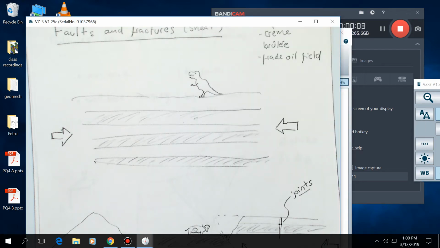So today we were going to finish with a theory about fault and fracture reactivation and calculation of stresses.